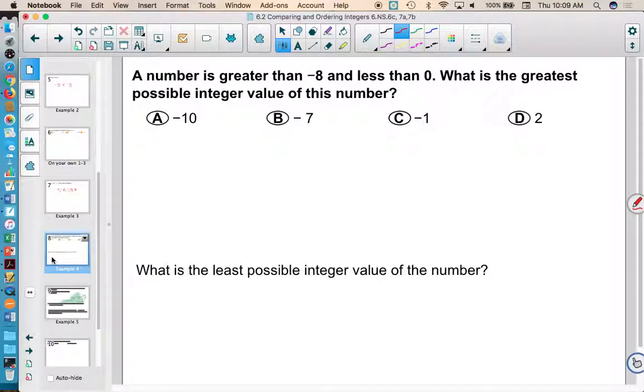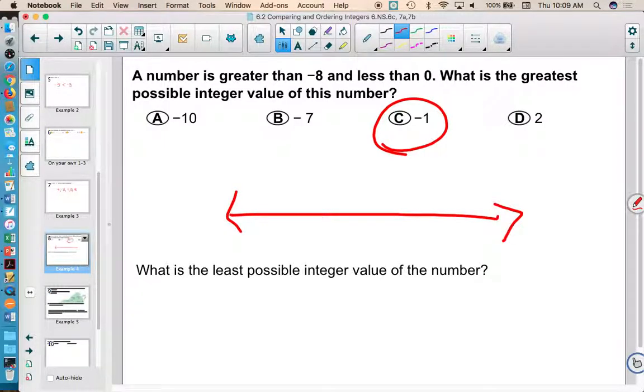Chloe, your hand was the first hand I saw up. Chloe says it's C. Do you agree with her? Yes, and so do I. And if there was a doubt, could I have done this and said, well, there's 0, and there's -8, and could I have put them on the number line? Sure, I could have. I didn't even have to do the 2, because I know 2's bigger than 0. And I don't have to do anything with the -10, because I know it's less than -8, right? So that leaves me with -7 and -1, and which one of these is greater?